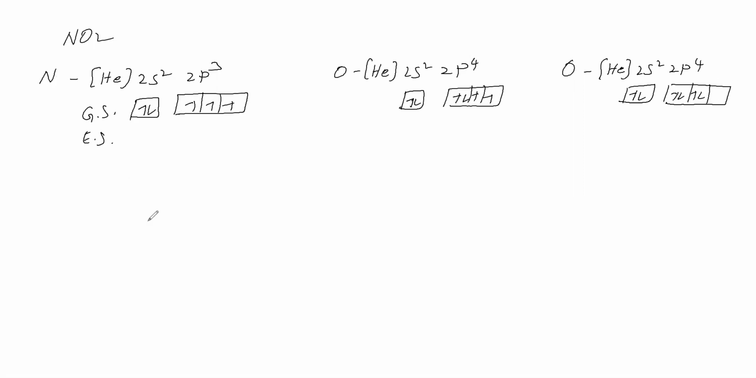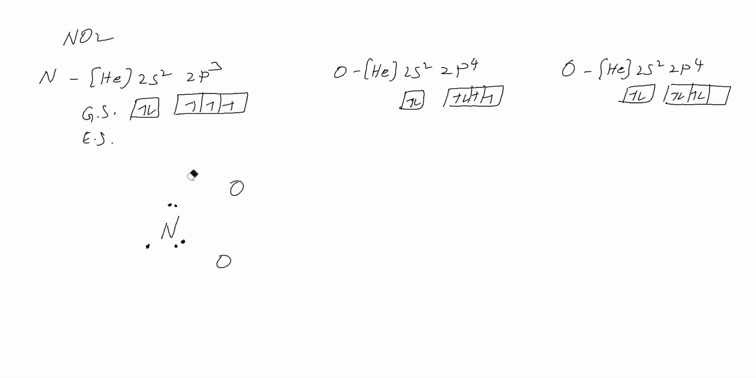Now we will take nitrogen. What are the three unpaired electrons present in nitrogen? One unpaired electron, two unpaired electrons, and this is one electron pair. Like this it is there for nitrogen. Now the oxygen atoms we will write, one oxygen atom and another oxygen atom, we have written like this.